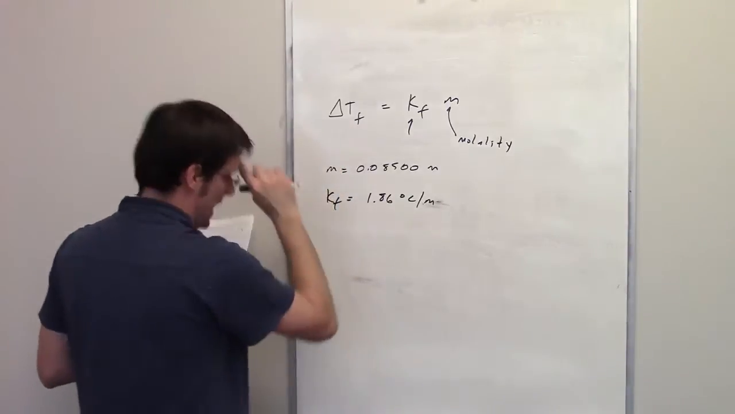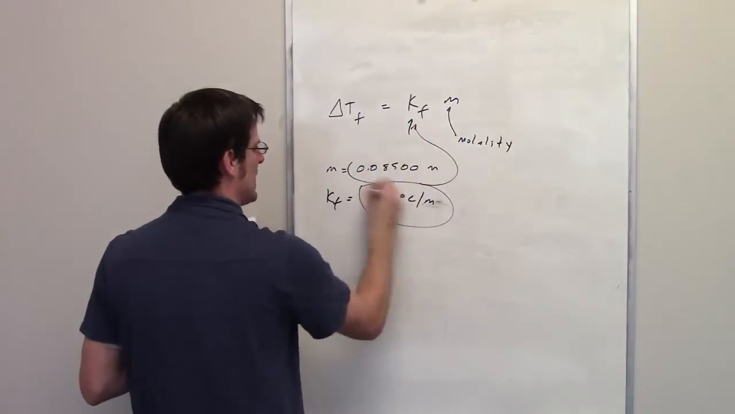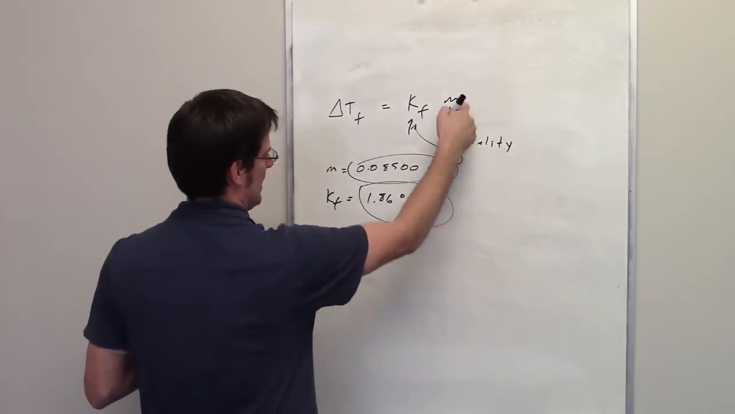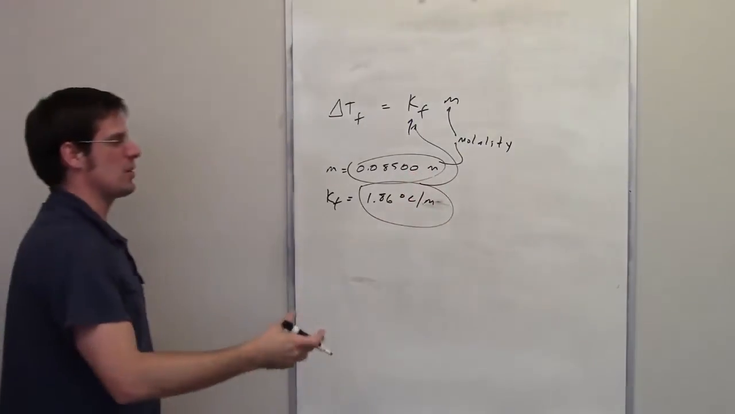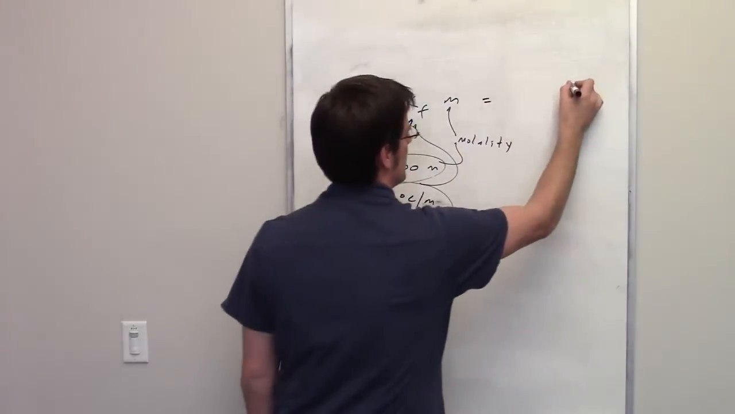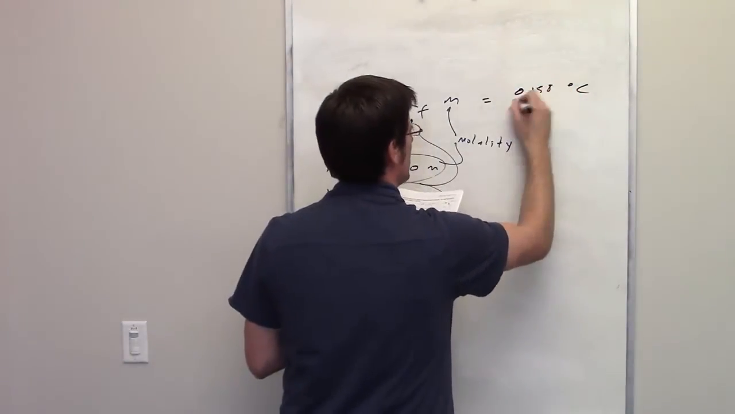So basically I just take K sub F, put it in there, and I take this term and put it in for M. And then I just throw it in my calculator. You notice that the molals cancel each other out, and I'm left with degrees C as my units. Once you do that, you end up determining that the final answer is 0.158 degrees Celsius.